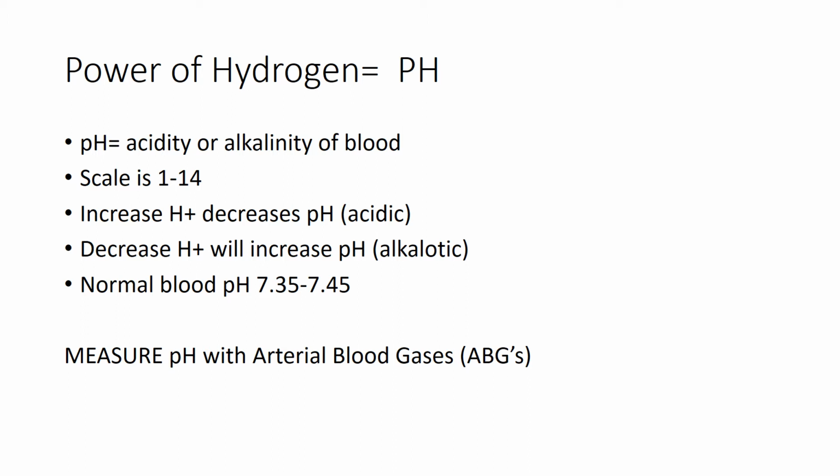If we have an increase in hydrogen molecules in the blood, we'll have a decrease in the pH of the blood, which makes it an acidic state. If we have a decrease in the hydrogen, we'll increase our pH, creating an alkalotic state. And remember, we measure all pHs of the blood and gases through an arterial blood gas. Arterial blood.